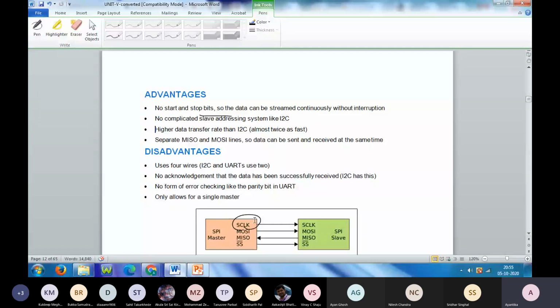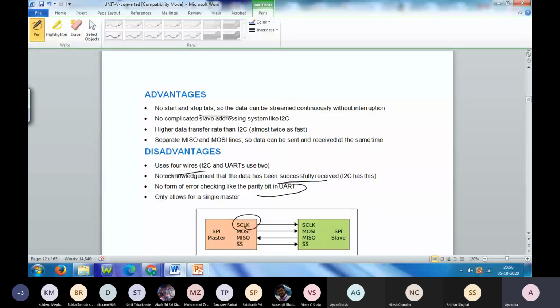But what are the disadvantages? The disadvantage here is that we are using four wires. That means the number of wires is increasing, the number of pins is increasing, and it is getting complex to handle when you are actually using this protocol. Also, there is no acknowledgement that the data has been successfully received. Yes, in a direct way it is not there, but obviously we can use that slave output, master input pin to send some added acknowledgement.